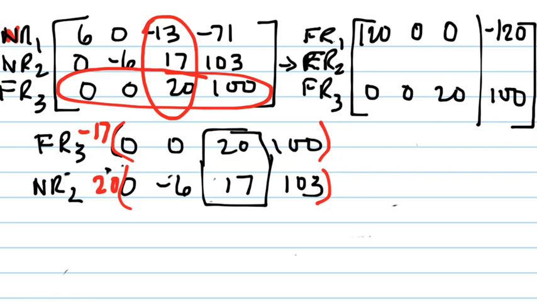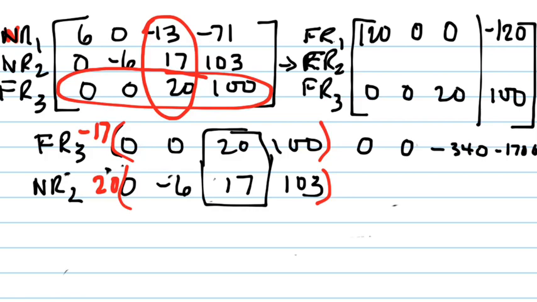My calculator handy. All right, 17 times 0 is 0. 17 times 0 is 0. -17 times 20 is -340. Okay. -17 times 100 is -1700. Hate it. Deal with it.